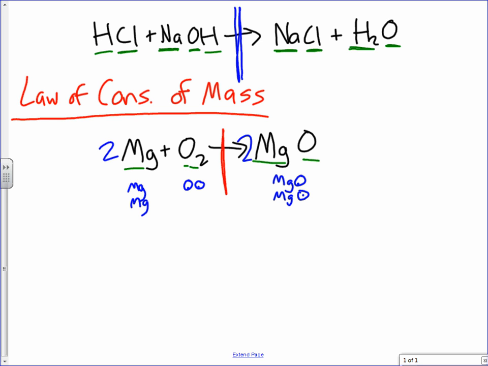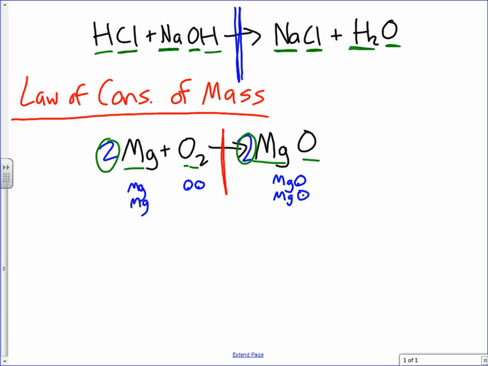So that's how you balance an equation. You can add coefficients in front of the compound or element to show how many of that compound or element you need for the reaction. So basically, you need, we'll say moles, 2 moles of magnesium and 1 mole of O2 to produce 2 moles of MgO. You see how that works?